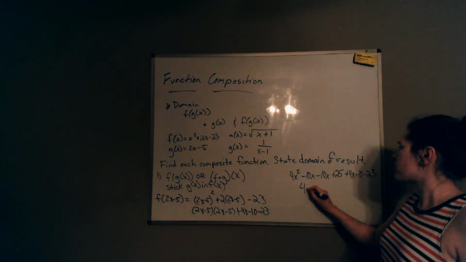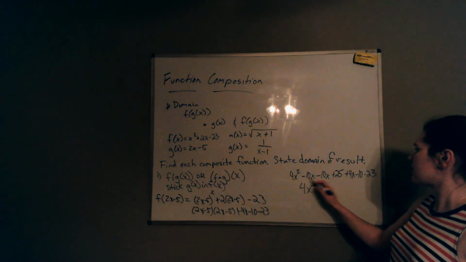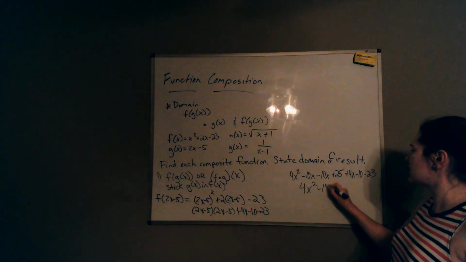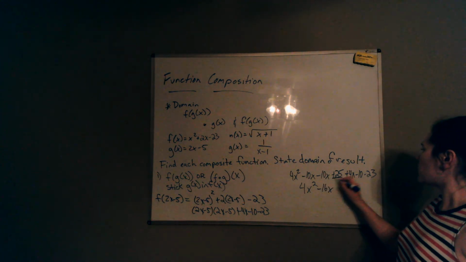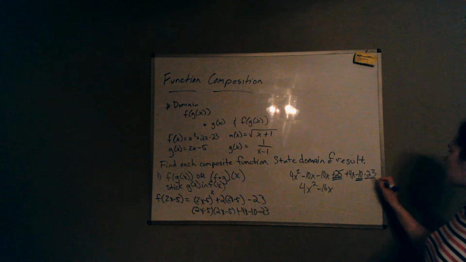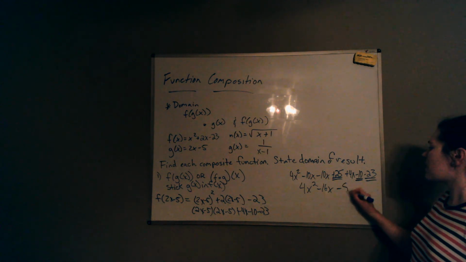So that's going to give me 4x squared, negative 20x plus 4x, negative 16x, 25 minus 10 minus 23. That's going to put me at minus 8.